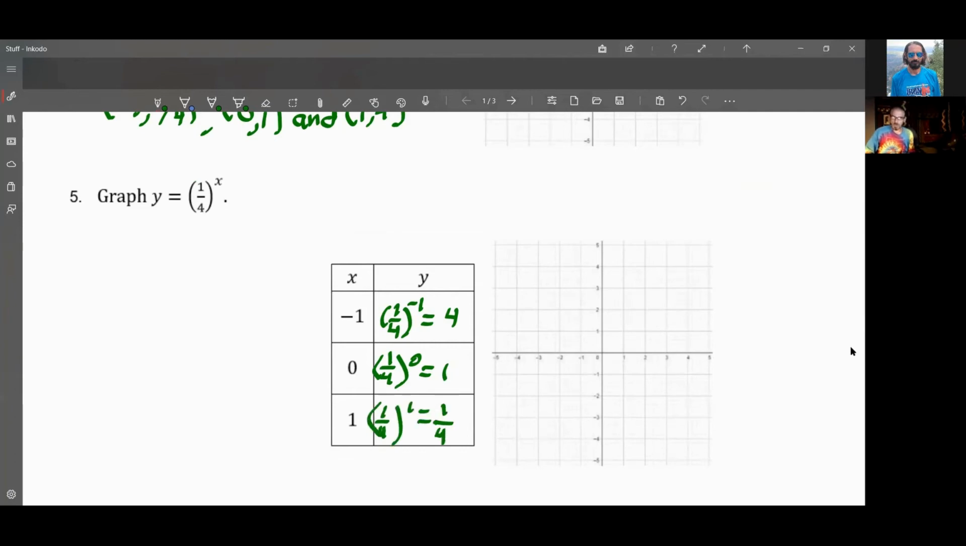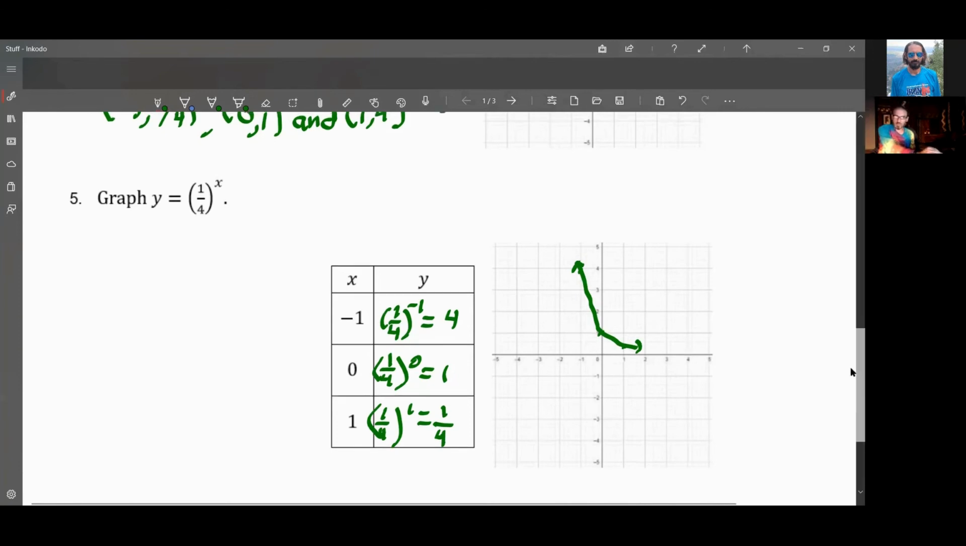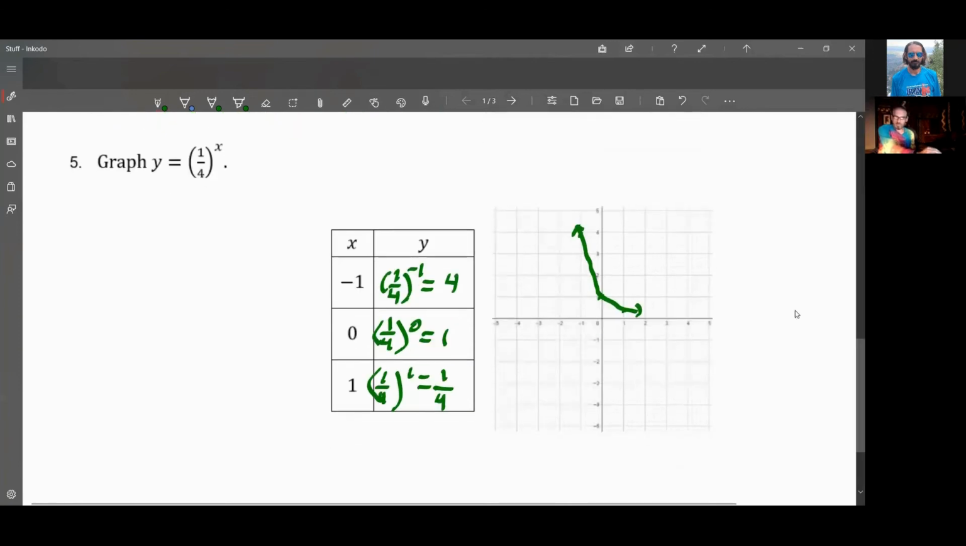So the points I'm plotting are -1, 4, 0, 1, and 1, 1/4 right about here. Connect them with a smooth curve. Once again, this time at the far right, you see that it's going to act more and more like the horizontal line y = 0. And this will pass the horizontal line test. So it's a function that's 1 to 1.